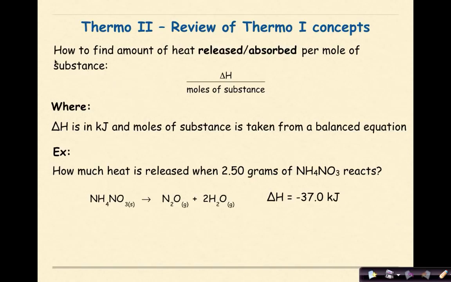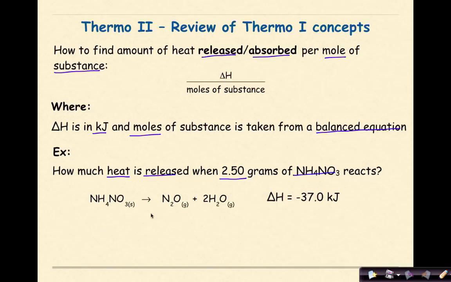So let's start out by looking at how to find the amount of heat released or absorbed per mole of substance. And the formula that we're going to use here is delta H over the moles of substance, where delta H is going to be in kilojoules and the moles of substance is going to be taken from a given balanced equation. So let's look at an example. How much heat, ultimately we're going to find that in kilojoules, is released when 2.5 grams of ammonium nitrate reacts.